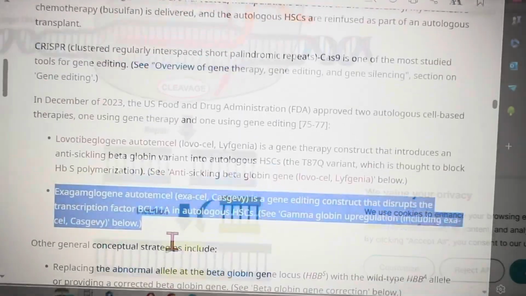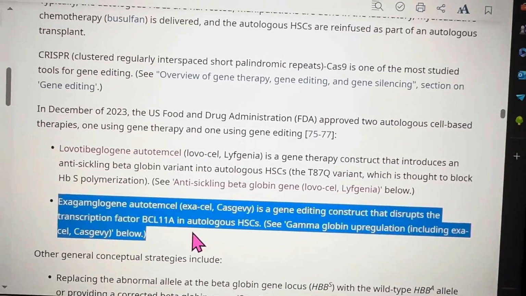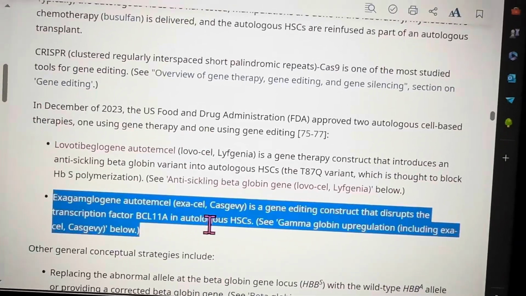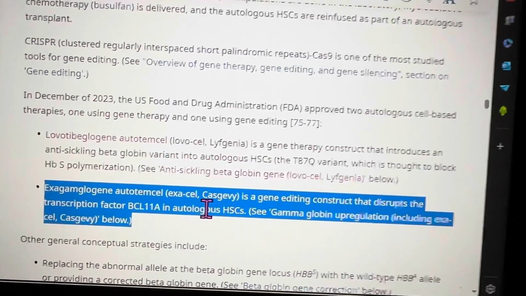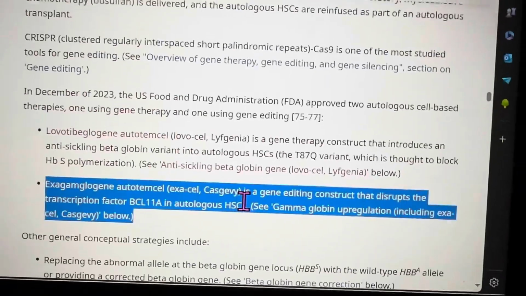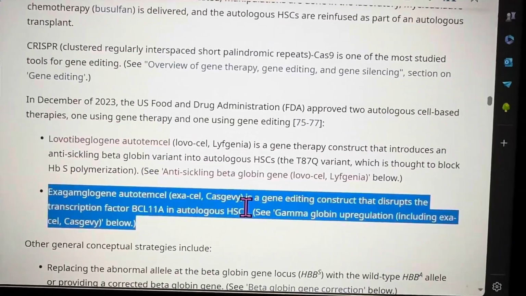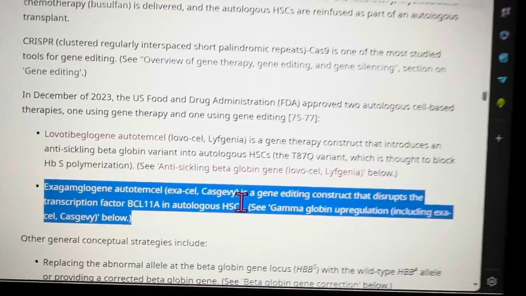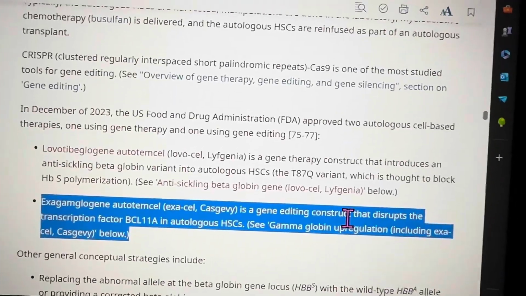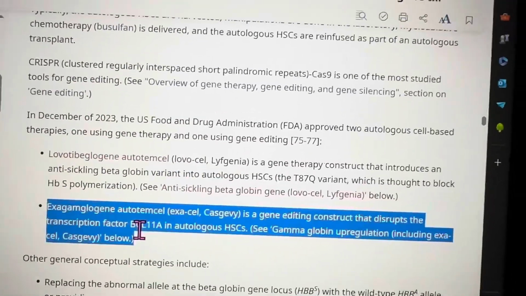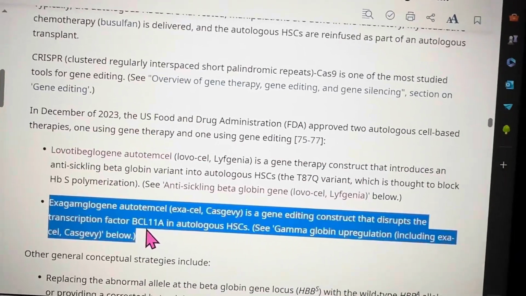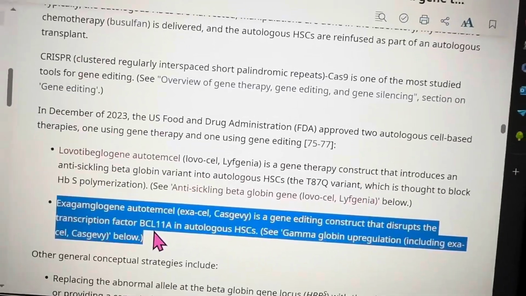Now in our gene editing, what we want to do is disrupt the transcription factor BCL11A in autologous hematopoietic stem cells. We already collected the autologous hematopoietic stem cells when we gave the patient G-CSF for 4 days, and on the fourth day we gave Mozobil. We collected the stem cells, CD34 positive cells. Now we took those stem cells to the laboratory, and with the help of CRISPR-Cas9 we are going to disrupt the transcription factor BCL11A.